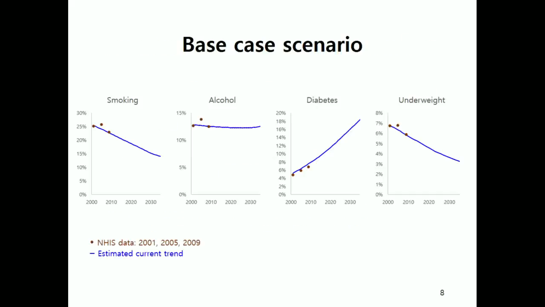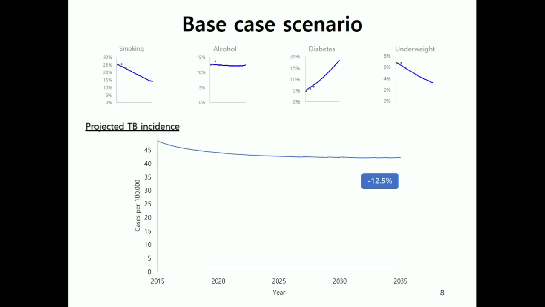These are the estimated trends of the four risk factors. Smoking is decreasing, alcohol will not change a lot, diabetes will rise greatly, and underweight is also decreasing. The brown points are the NHIS data. If these four risk factors follow the current trend and the other TB-specific interventions remain the same, the projected TB incidence would be reduced by 12% by 2035. The slowdown of TB incidence reduction may be due to population aging and the rising of diabetes.